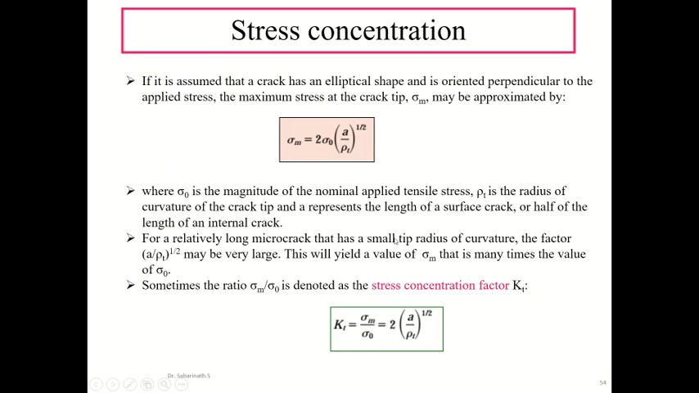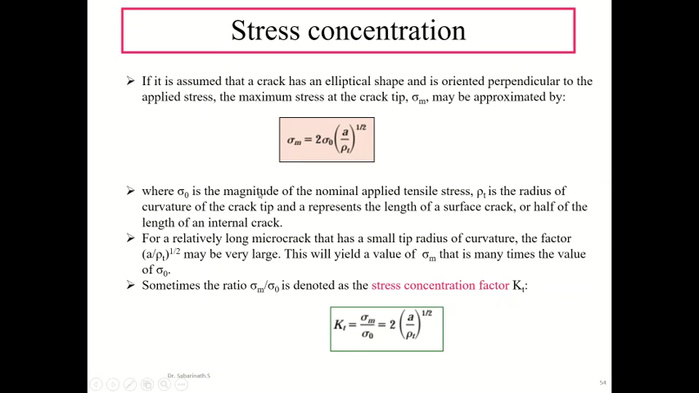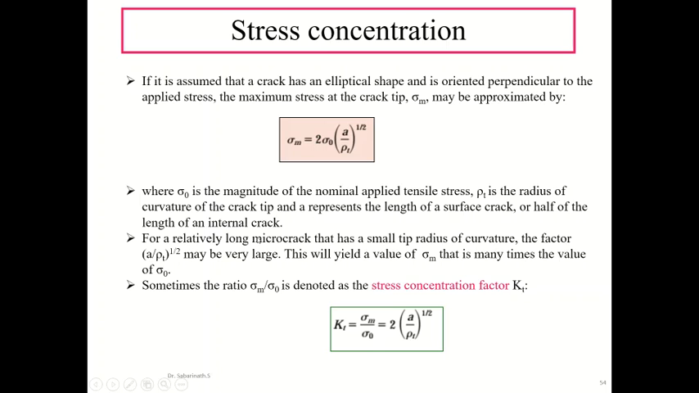And rho t is the radius of curvature of the crack tip. So the radius of curvature of this crack tip is rho t, and a represents the length of a surface crack or half the length of an internal crack. So for a relatively long microcrack that has a small tip radius of curvature, the factor (a over rho t) raised to 1/2 will be very large, and this will yield a value of sigma m that is many times the value of sigma 0.